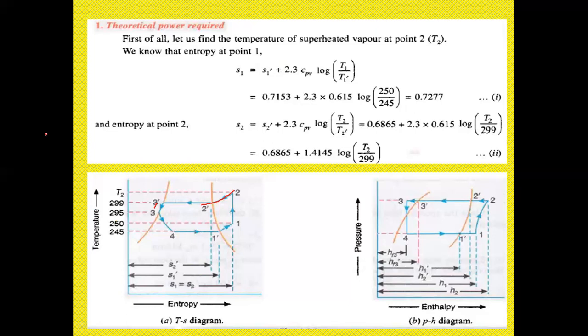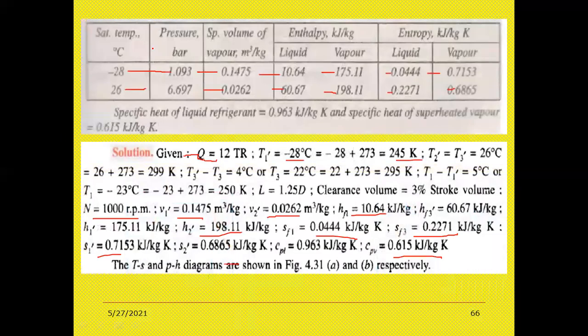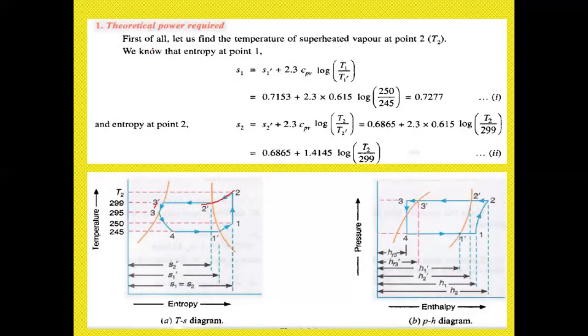see here. So the theoretical power required. So what is happening in the initial thing? The given data, what is the question given? Theoretical power required. So in this theoretical power required, find out the temperature of the superheated refrigerant at junction 2.